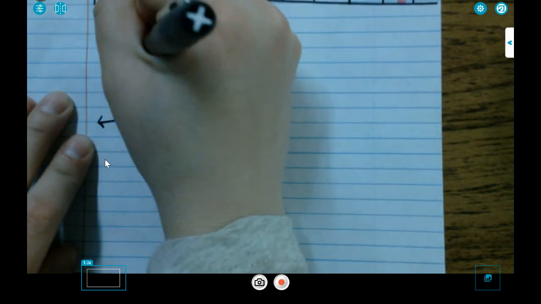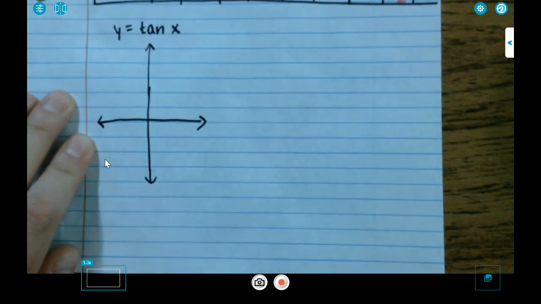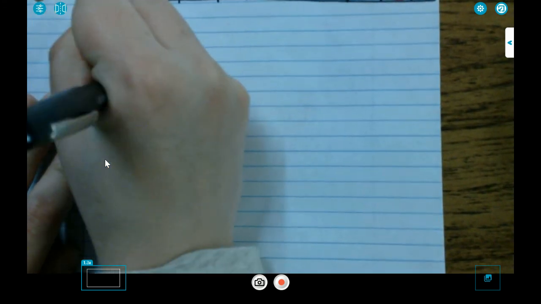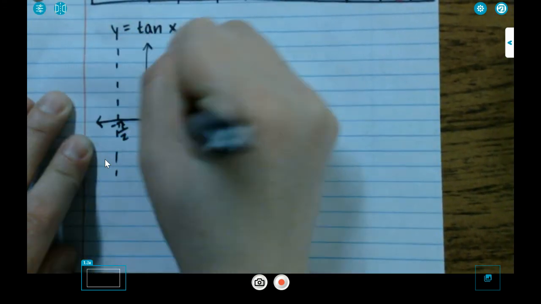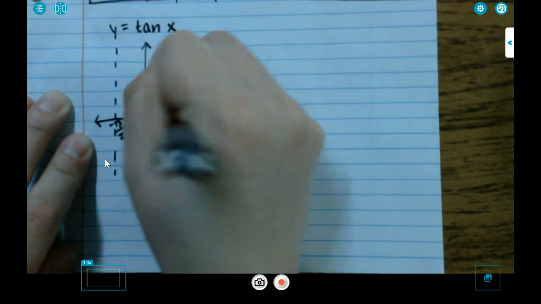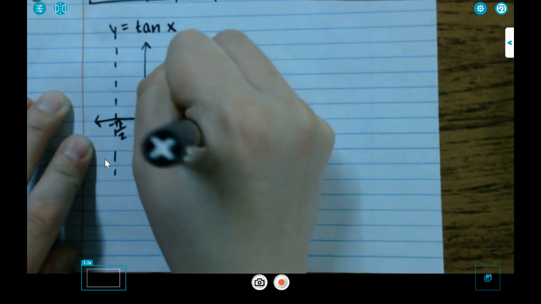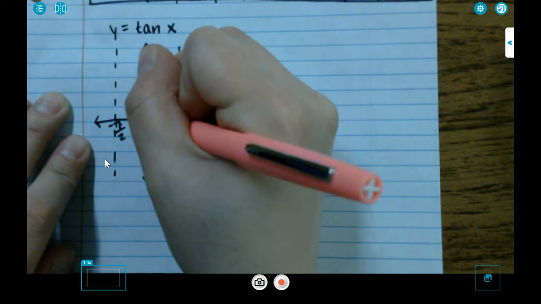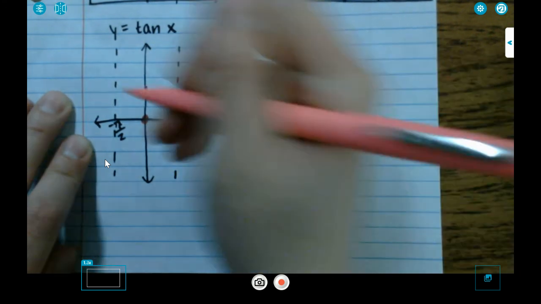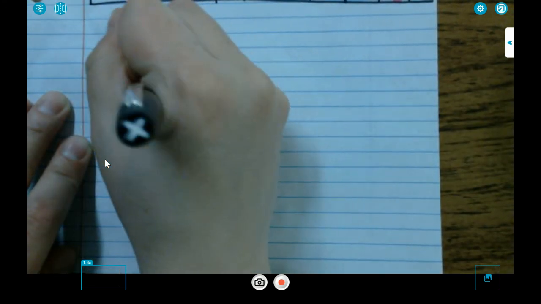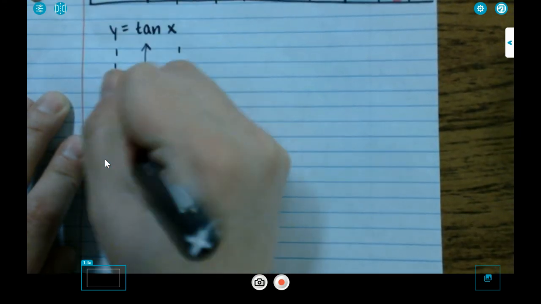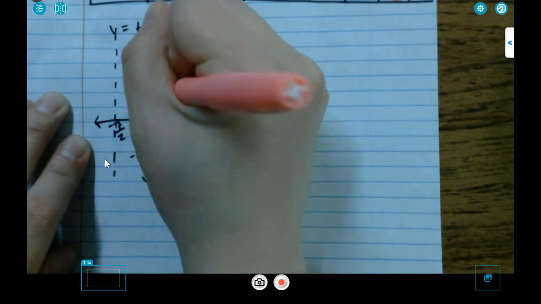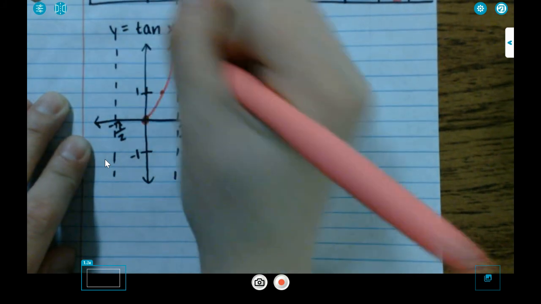Okay, so we are going to actually do an entire period of this function from negative pi over 2 to positive pi over 2, because that's where one set of our vertical asymptotes are. And we have our tangent function that is at 0, 0. And then a quarter of the way through the period, it's at 1 and negative 1. And then it reaches these vertical asymptotes.